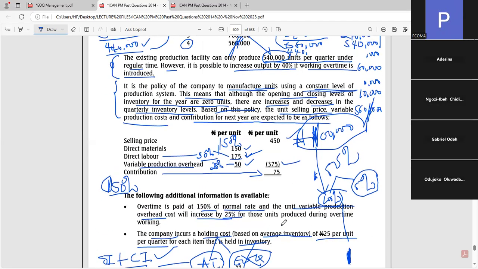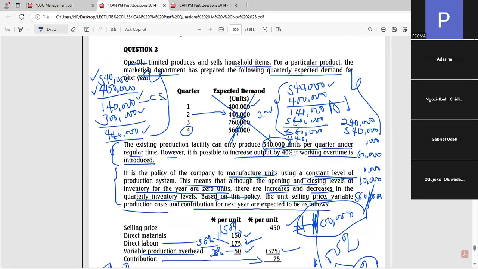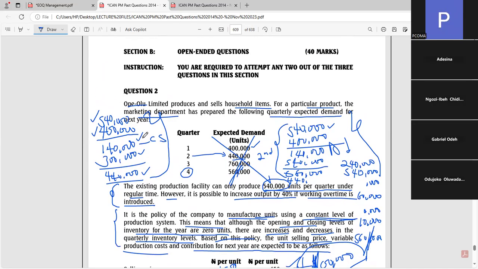Now, let me give you an example. This thing we did here, that I said commonsensically, you are going to produce 300,000. Add it together to become 440. This is just-in-time production system. Any company using just-in-time production system will use this method. But this other one is not just-in-time.